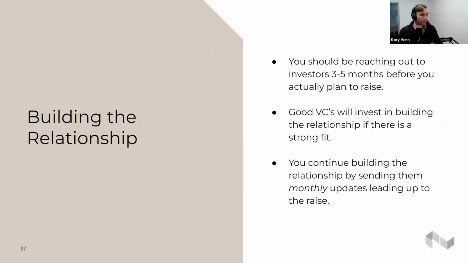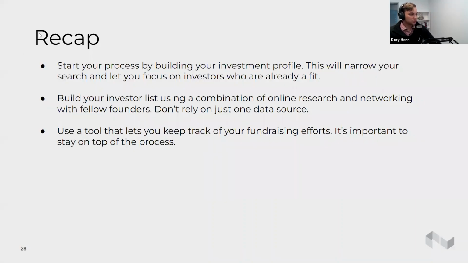So we're already at the recap slides. This was super quick, so we can have some discussion here in the Q&A, but just kind of summarize everything we've talked about in 2 slides. You want to start your process by building your investment profile. That was the checklist we talked about. This will narrow your search and let you focus on the investors who are already a fit, right? And be sure to disqualify folks who aren't a fit very, very quickly.